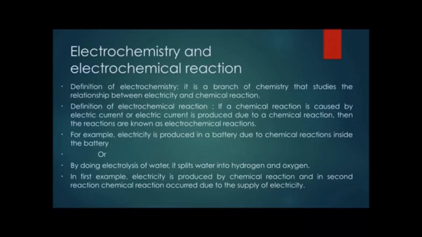For example, electricity is produced in a battery due to the chemical reaction. So here a chemical reaction happened and due to that electricity was produced. So it is an electrochemical reaction. Similarly, if you are doing electrolysis of water to split water into hydrogen and oxygen, here you supplied electric current and a chemical reaction occurred as the result of the supply of electric current. This reaction is also an electrochemical reaction. So in the first example, electricity is produced by chemical reaction, and in the second, a chemical reaction occurred due to the supply of electricity. Both are electrochemical reactions.